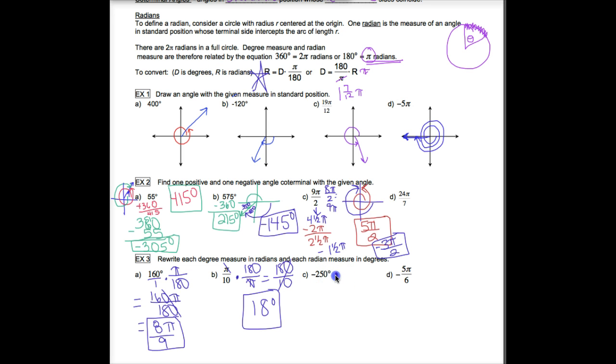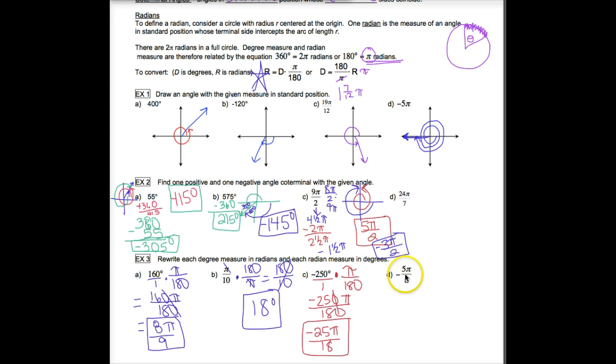All right, so this one starts with degrees, so that means I'm going to multiply by pi over 180. So negative 250 pi over 180. The zeros cancel, and 25 and 18 do not have any common factors, so there's nothing we can do to reduce those. So negative 25 pi over 18 is going to be our final answer there.